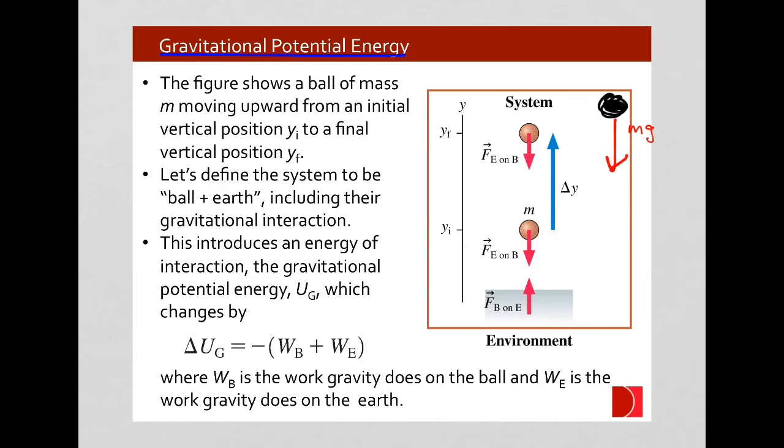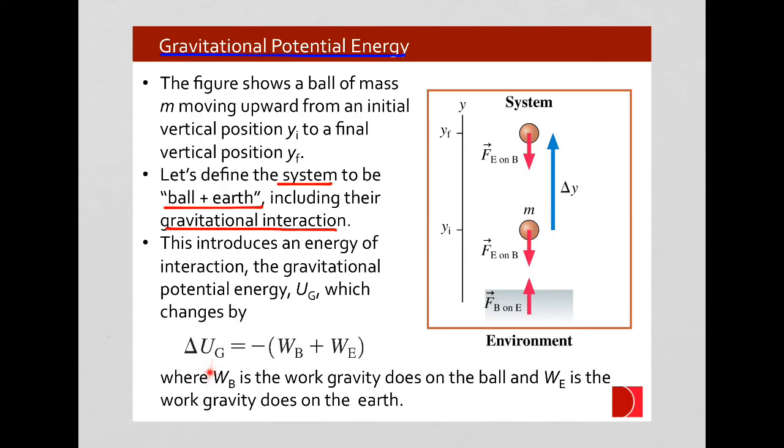And so instead of treating the ball itself as a system, we're going to treat the ball and the earth together as a system. So our system is the ball and the earth, and this includes the gravitational interaction between the two objects in our system, namely the ball and the earth. In that case, we don't have an external force. There's not an external force of gravity. There's an internal force of gravity.